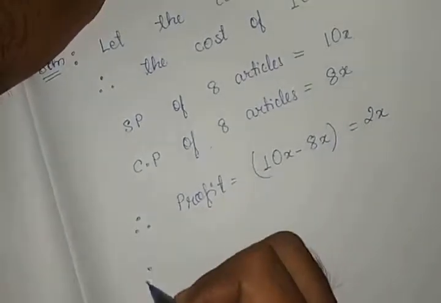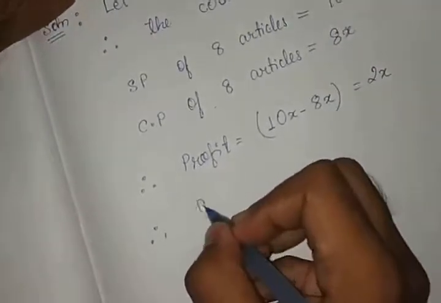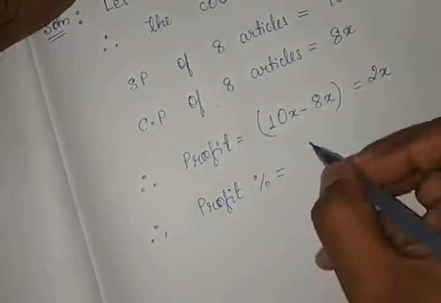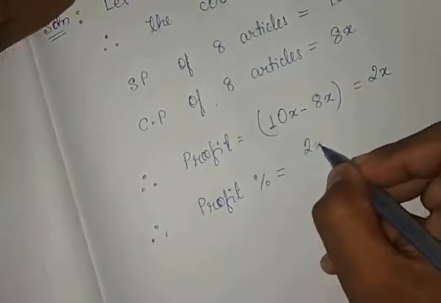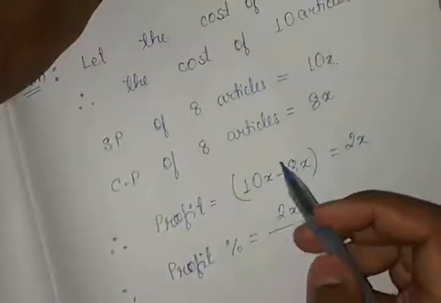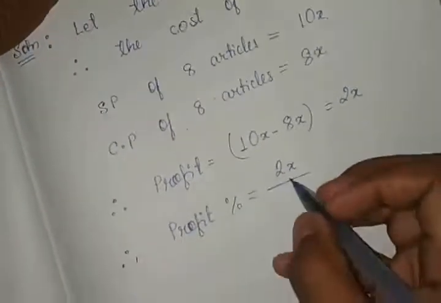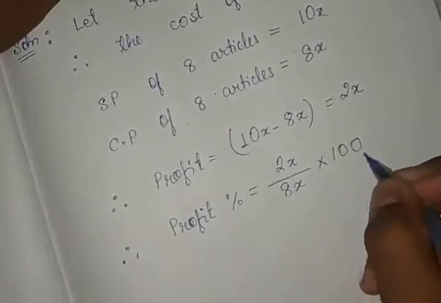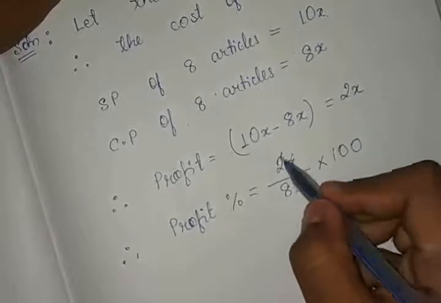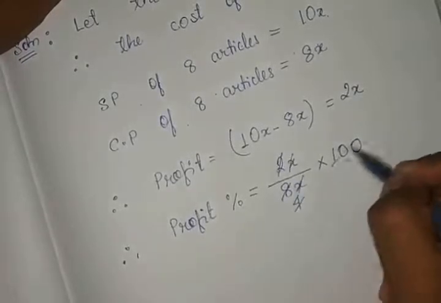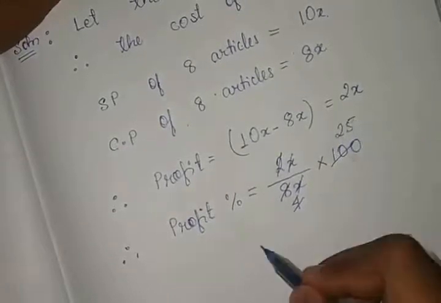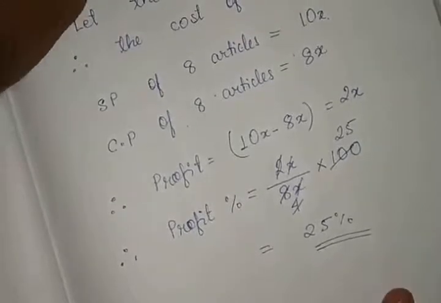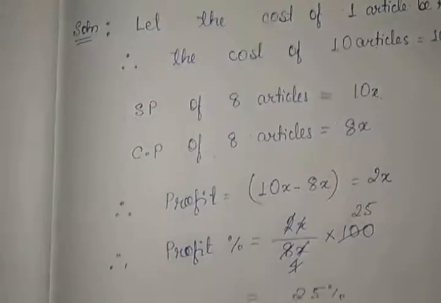Now we need to calculate the profit percentage. So therefore profit percent is equal to, what was the formula? The formula was profit by cost price. What was the cost price? Cost price is 8x. Cost price multiplied by 100. This x and this x will cancel out. 2 into 4 is 8, and 4 times 25 is 100. So the profit percent will be 25%. Means in this transaction the person has gained 25%.